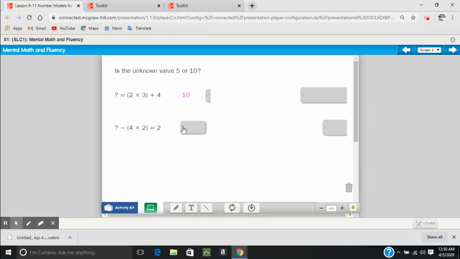The last one. Question mark minus, in parentheses, 4 times 2 equals 2. And the answer there is 10. 4 times 2 is 8. And then you have to think, what minus 8 is equal to 2? The answer is 10.